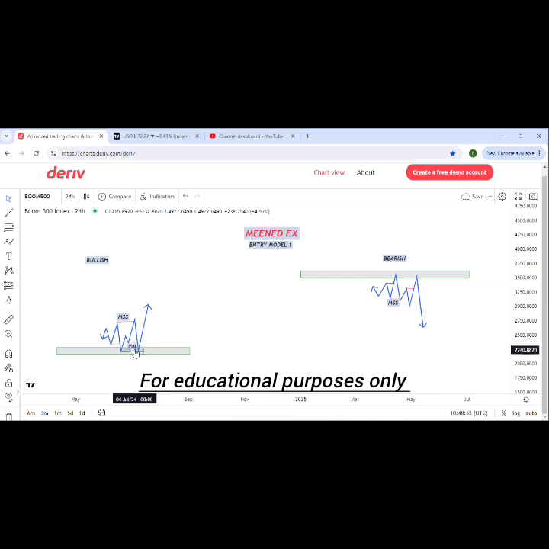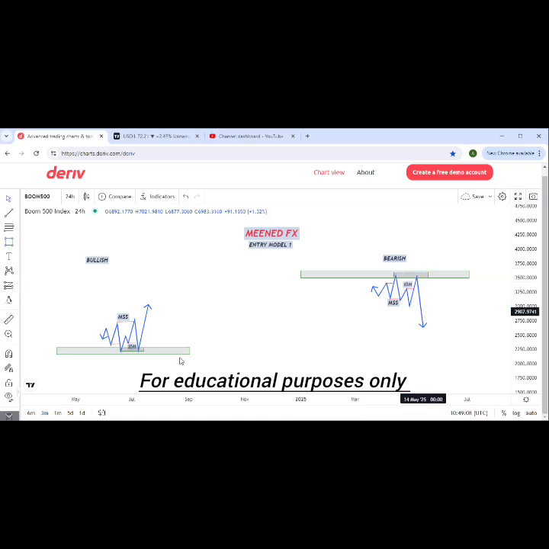All right, price clears an inducement, which was here, and then comes back to my other block and then starts selling. All right, these are the two scenarios, bullish and bearish.